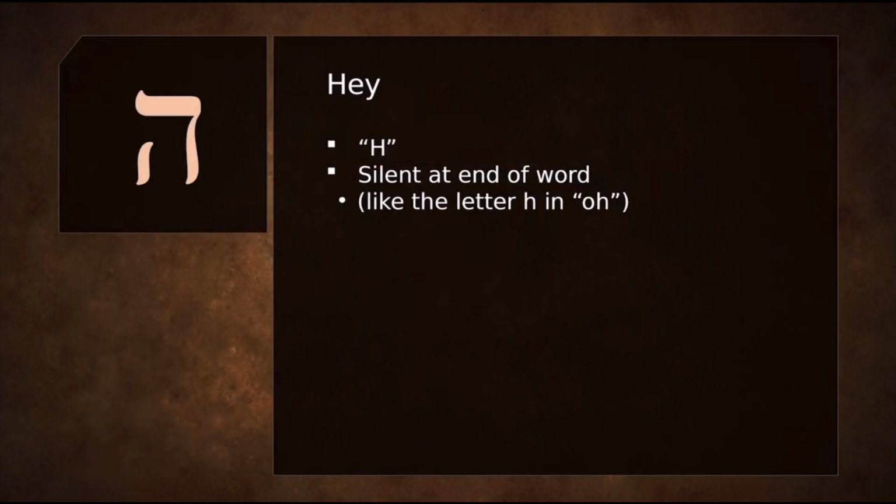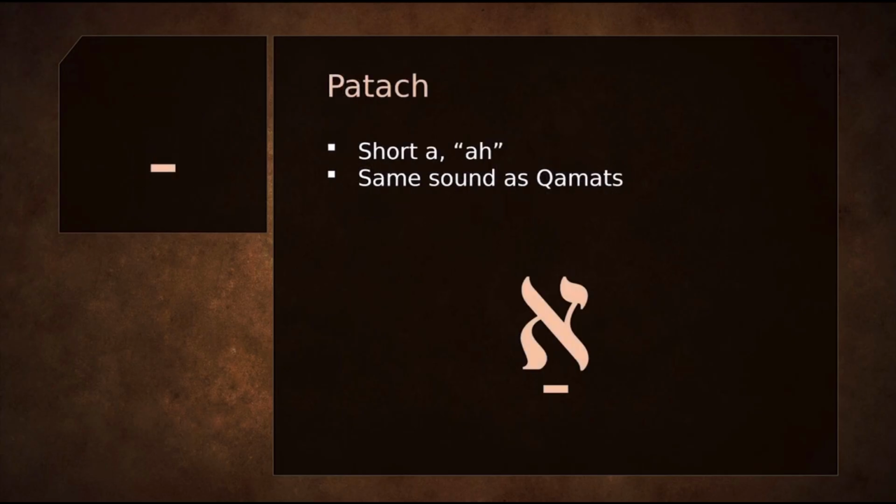The fifth letter is he. He makes the sound of the letter H, h, as in house. At the end of a word, the he is silent. This is another vowel. This vowel is called the patach. Like the kamatz, it is written under the letter, and also like the kamatz, it makes the sound a. So patach and kamatz make the exact same sound.